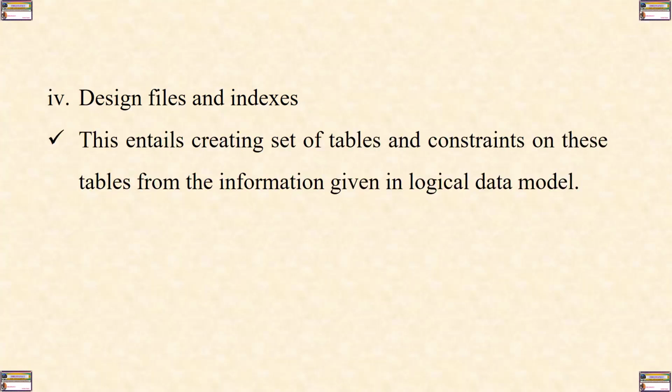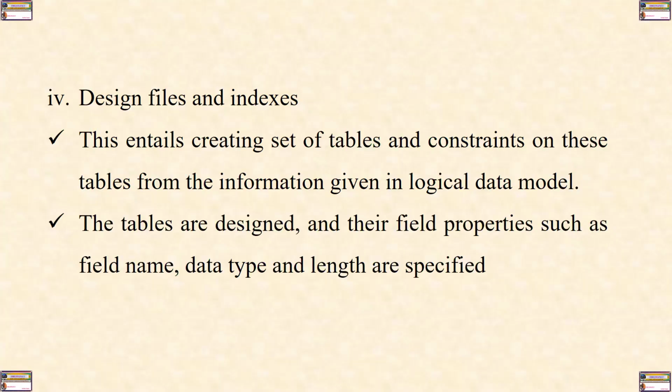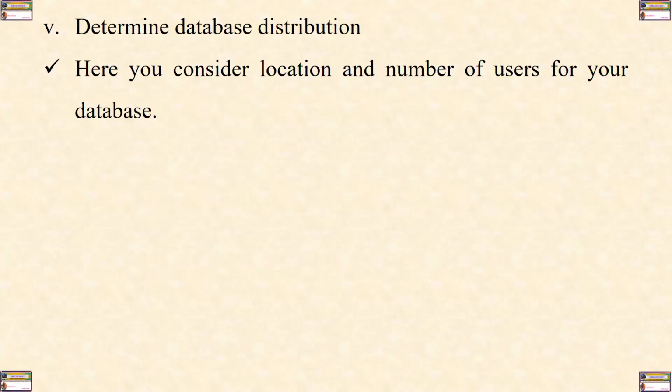Now, this entails creating a set of tables and the constraints on those tables from the information given in the logical data model. The tables here are designed and their field properties such as field name, data type, and length are specified. Number 5, you determine the database distribution, where you consider the location and number of users for your database.